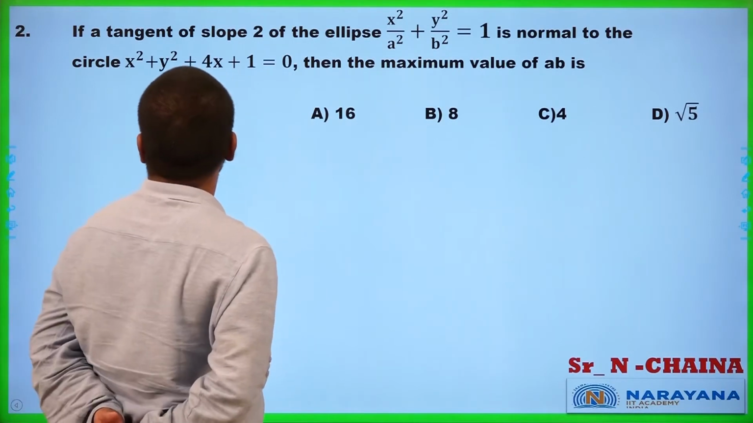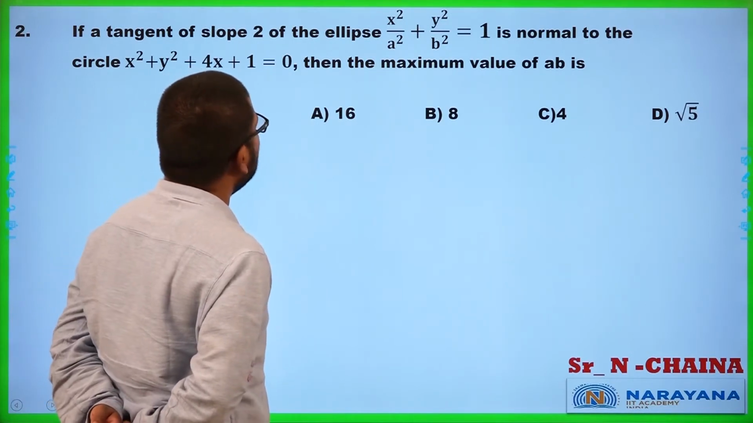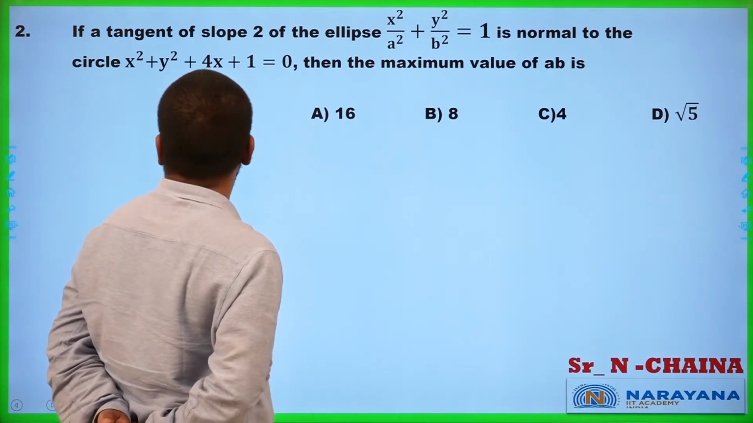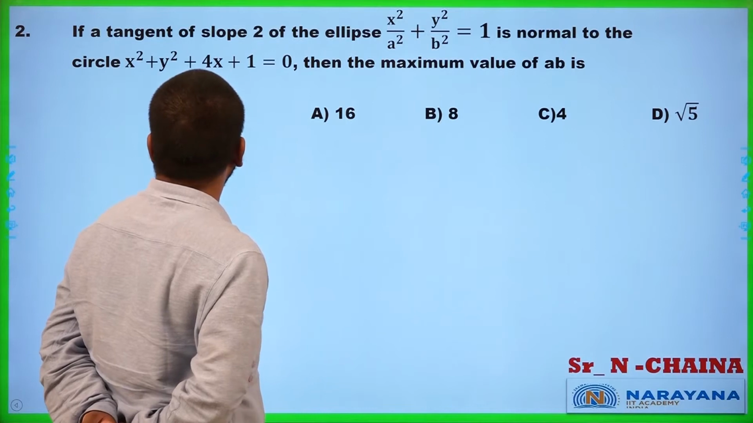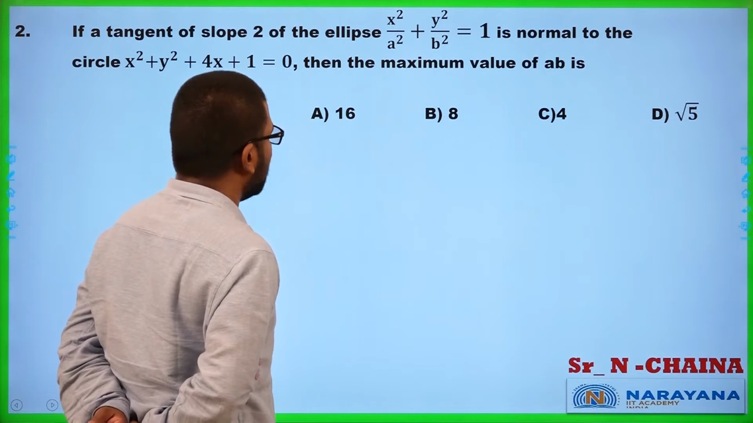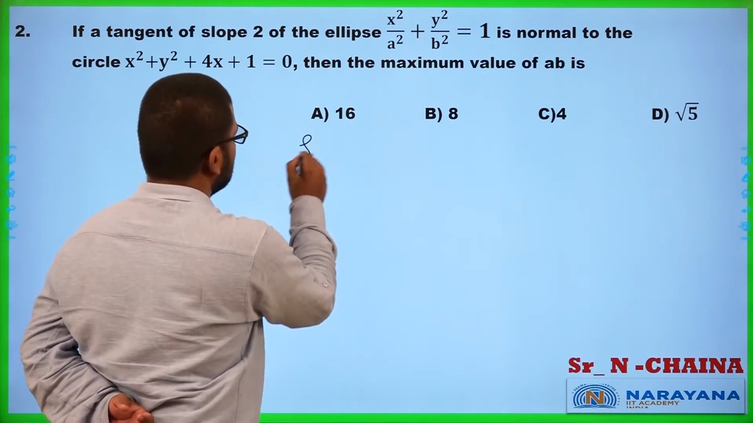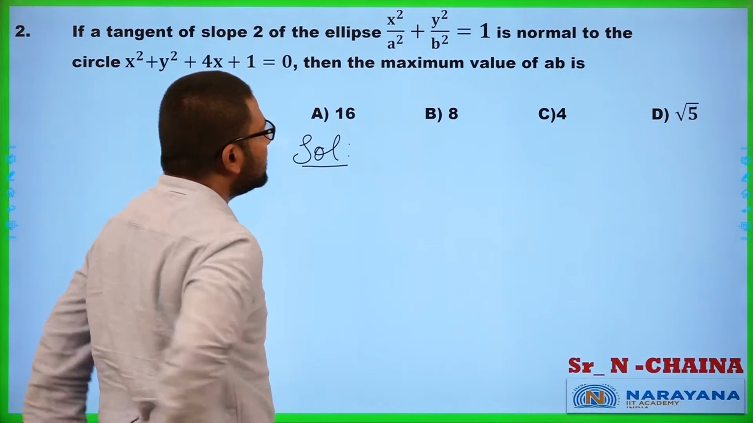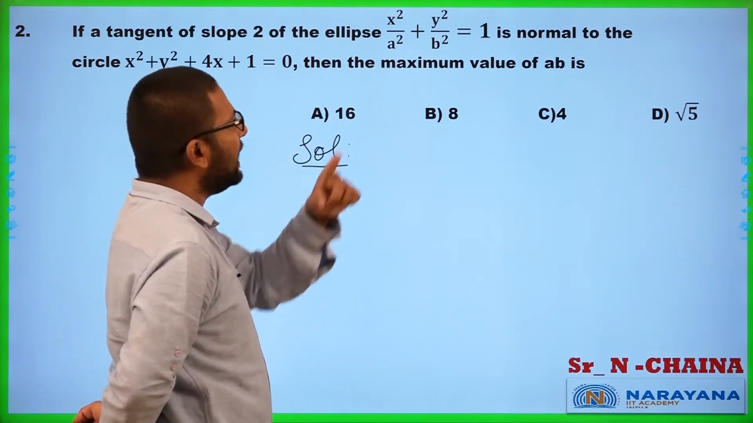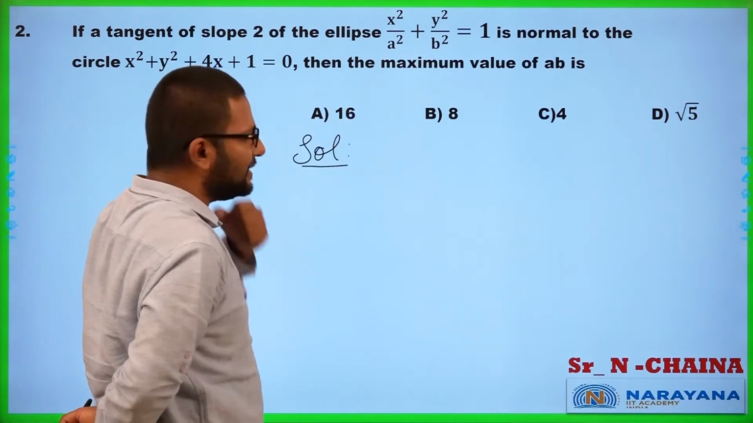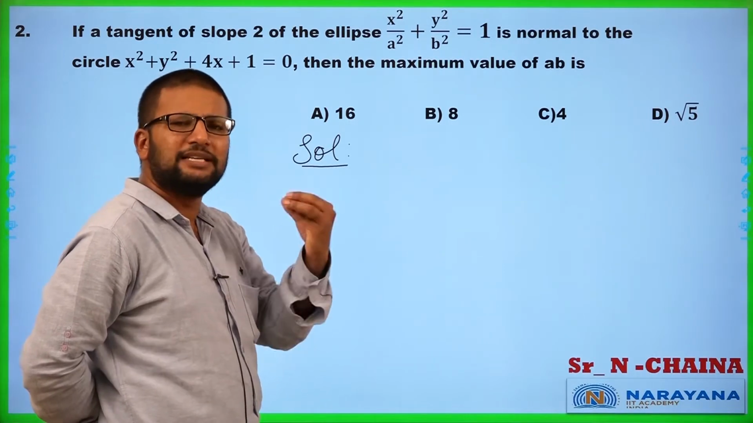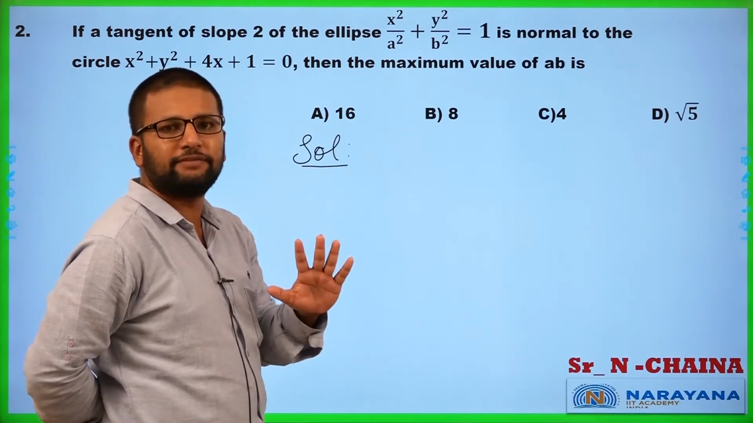Alright. If a tangent of slope 2 of the ellipse x square by a square plus y square by b square equal to 1 is normal to the circle x square plus y square plus 4x plus 1 equal to 0, then the maximum value of AB is what? Okay, so we have a line that is tangent to this ellipse and the slope is given, which means we have to use the slope form, and it is said that it is normal to this given circle. Now we know whenever we are talking of normal to a circle, it has to pass through the center of the circle. That's all the information we need.